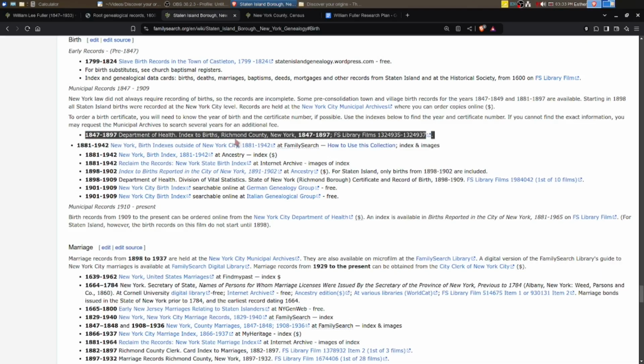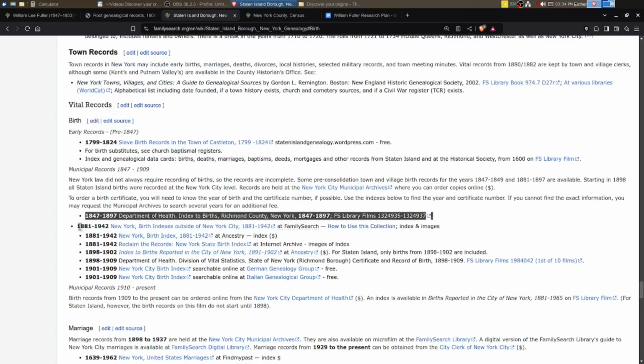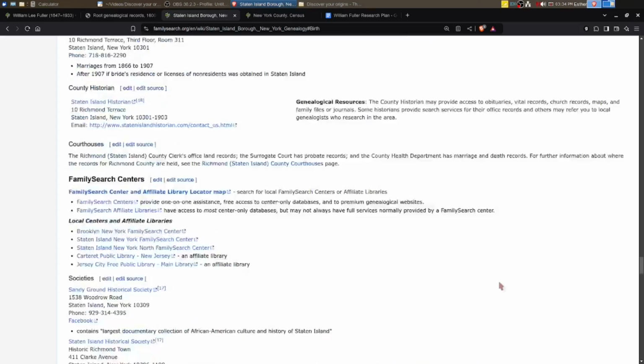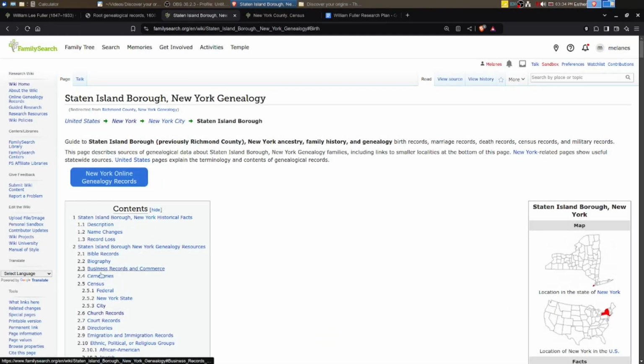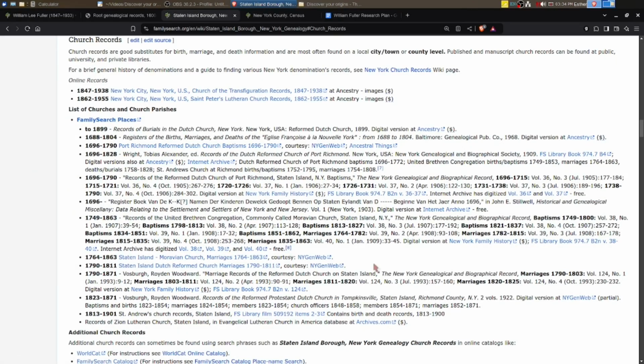And actually, with this collection, you could probably look for each of the children, not just William Lee, because maybe it says where the father was born. I don't know. Okay, so we've added that to our research plan. Like I said, we may need to look at church records, which requires knowing the denomination of the family. And there are quite a few church records here for Staten Island. So we'll want to look a little bit more.